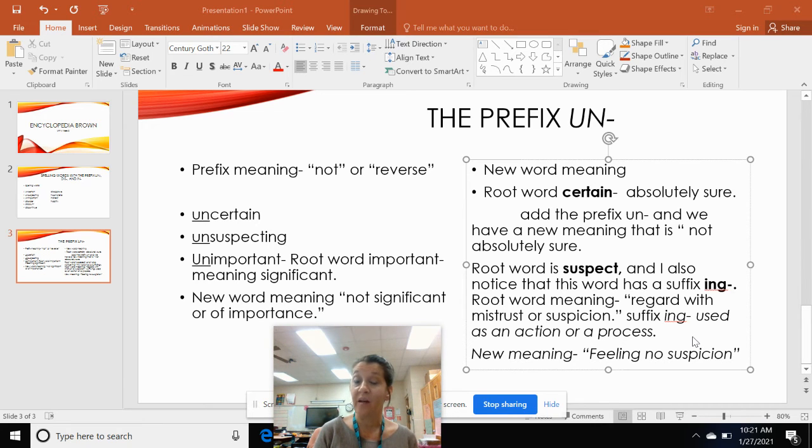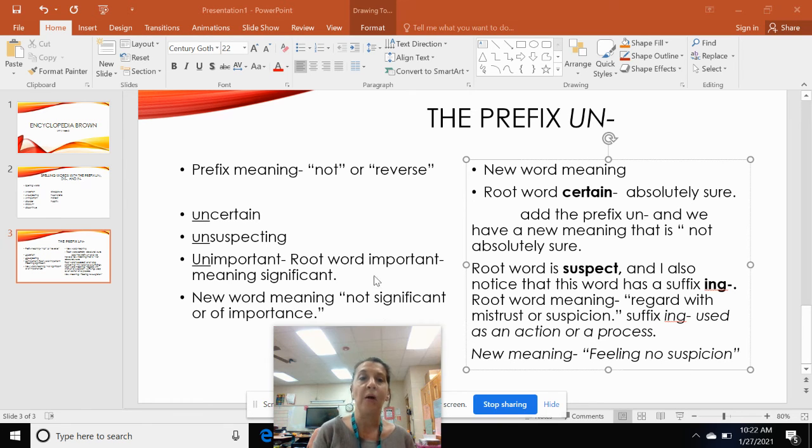Ing added as a suffix, it's the action. It's going to change a noun into a verb. Ing changes it into an action word. So if I have unsuspecting, then I know that I have not suspicious of an action or something that happens. I'm not suspecting it. So my new meaning would be feeling no suspicion. I'm not suspecting that there's going to be any bad weather today.